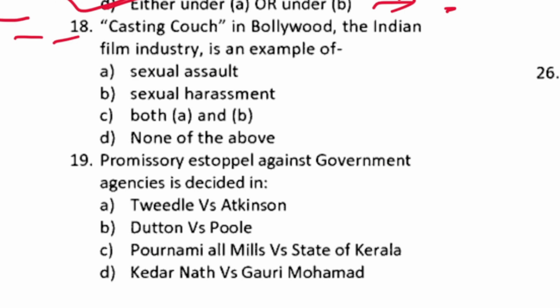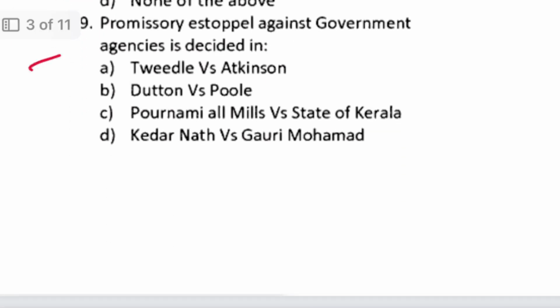This is 18. Casting couch in Bollywood, the Indian film industry, is an example of sexual assault or sexual harassment. Both. Sexual harassment. B is the answer. This is 19. Promissory estoppel against government agencies is decided in Pranami oil mills versus state of Kerala. C is the answer. Here it is written all mill, it is oil. Okay.